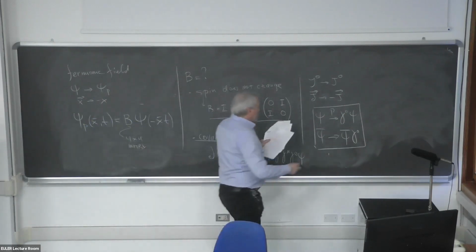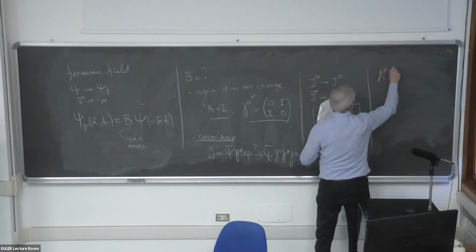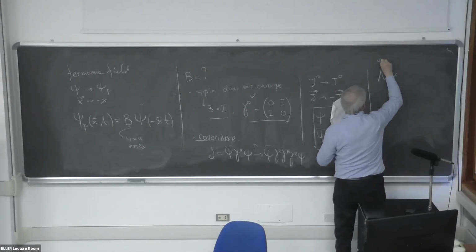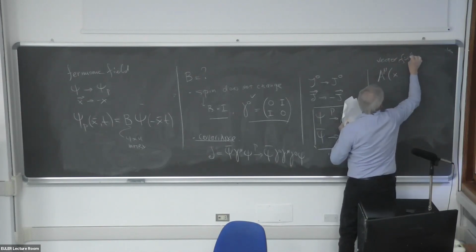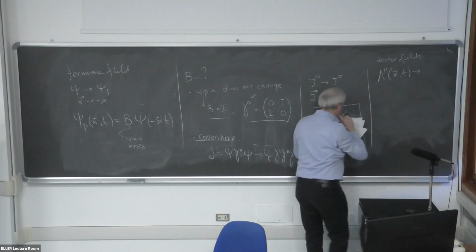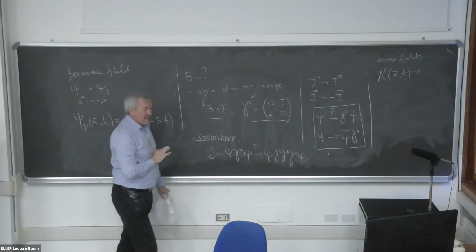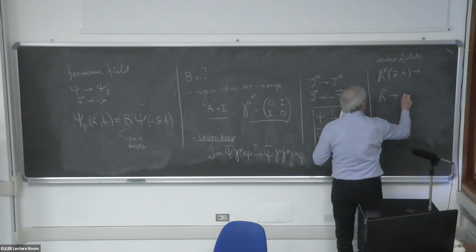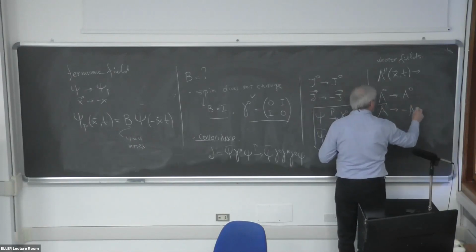Now, how is the vector field transformed? So we have A mu, the vector which describes the electromagnetic field, the vector field. Well, we introduced already 4-vectors and their transformation. And for the electromagnetic field, we have A0 go to A0 and the vector A go to minus the vector A.